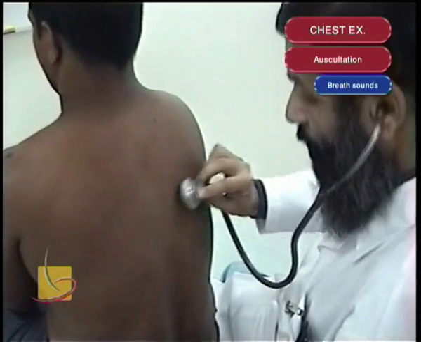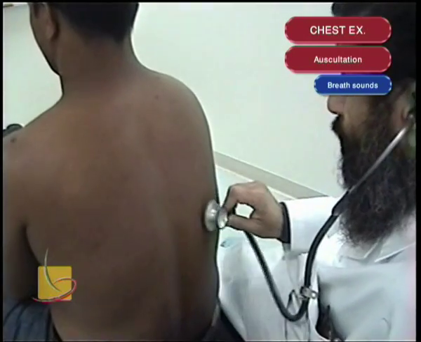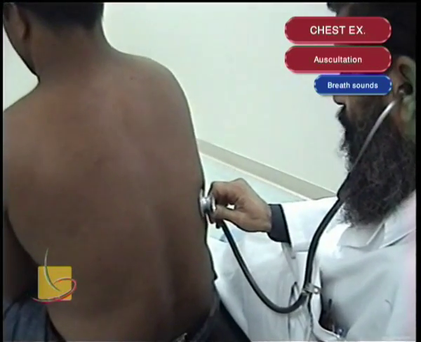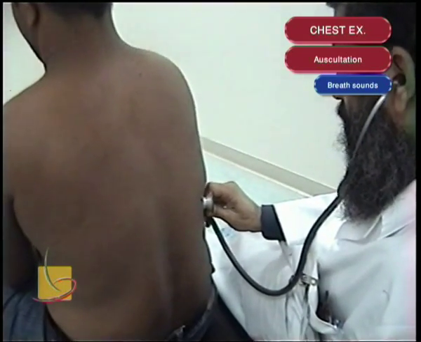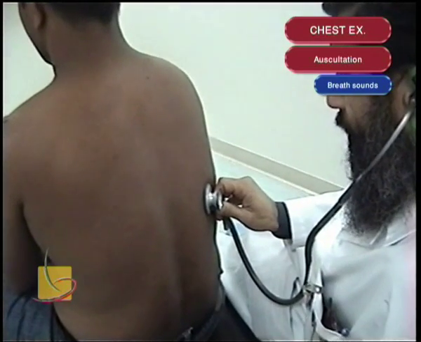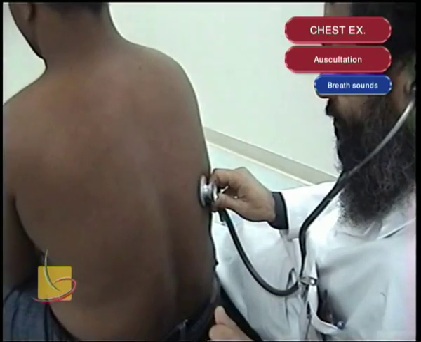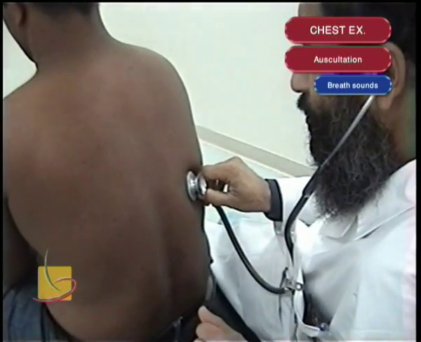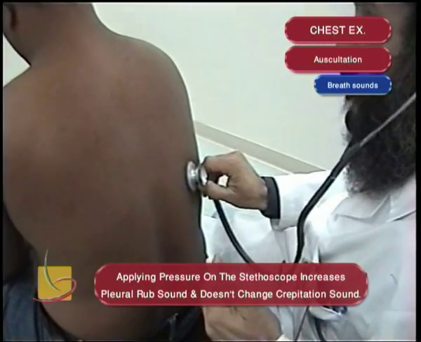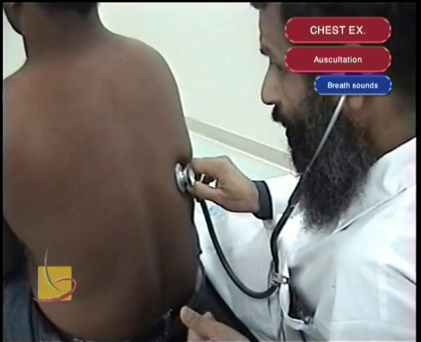Some people may have pleural disease, like pleurisy, or pleural effusion with pleurisy, or pleural tumor, or pleural pathology. In such a case, you may be able to auscultate the so-called pleural rub. Remind you that pleural rub is a superficial sound. You can detect it superficially. It is leathery, and is sometimes described as a scratching sound. In many cases of pleural rub, when you apply a little pressure with a stethoscope, you notice that the pleural rub gets louder. This helps to differentiate it from crepitations, because in crepitations, if you apply pressure with the stethoscope, they don't change.